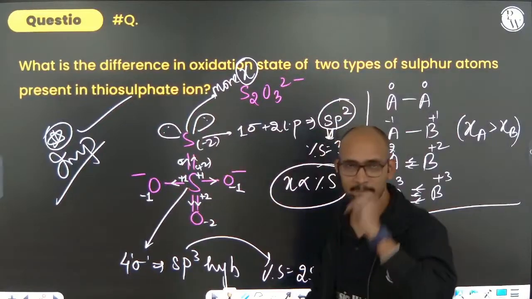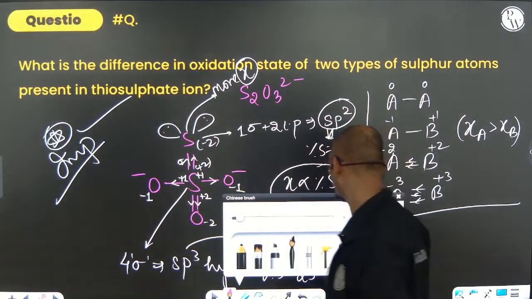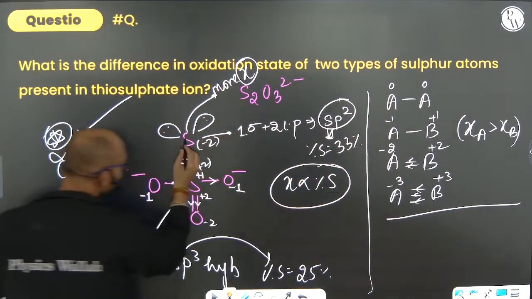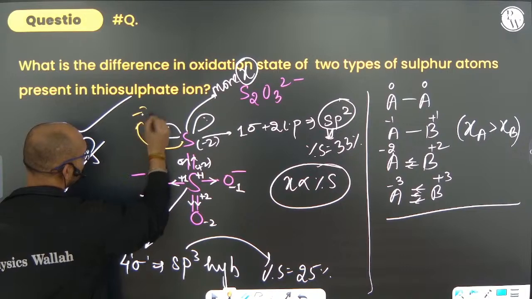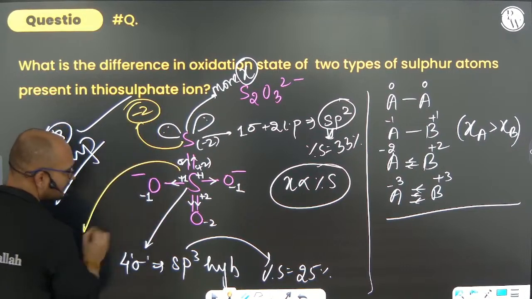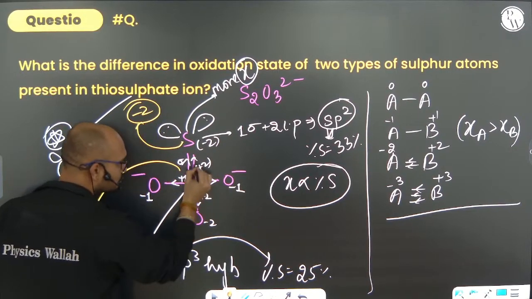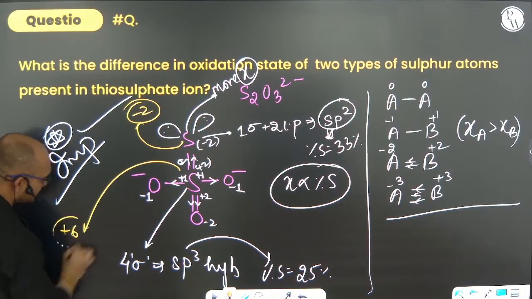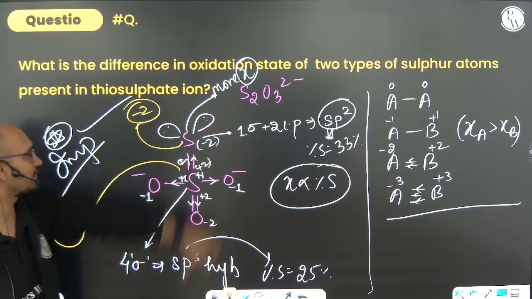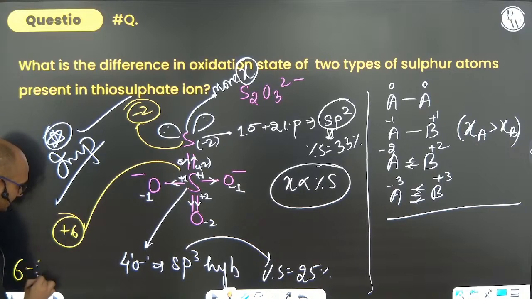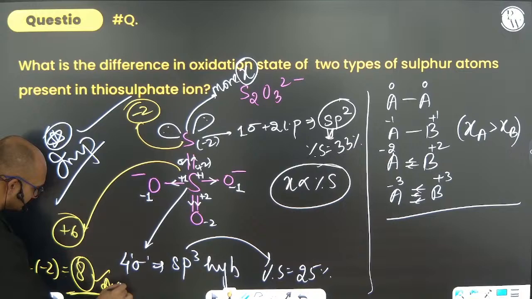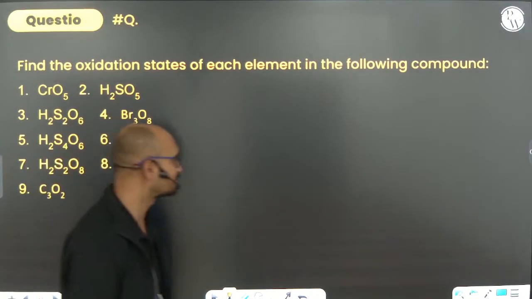So what are the oxidation states that came? Can you see? This sulfur has oxidation state -2, while this sulfur has +1, +1, +2, +2, that is +6. So what it is asking for is the difference between the oxidation states. So 6 minus (-2) will be how much? 8. 8 is the answer. I hope you understand how I did that, right?